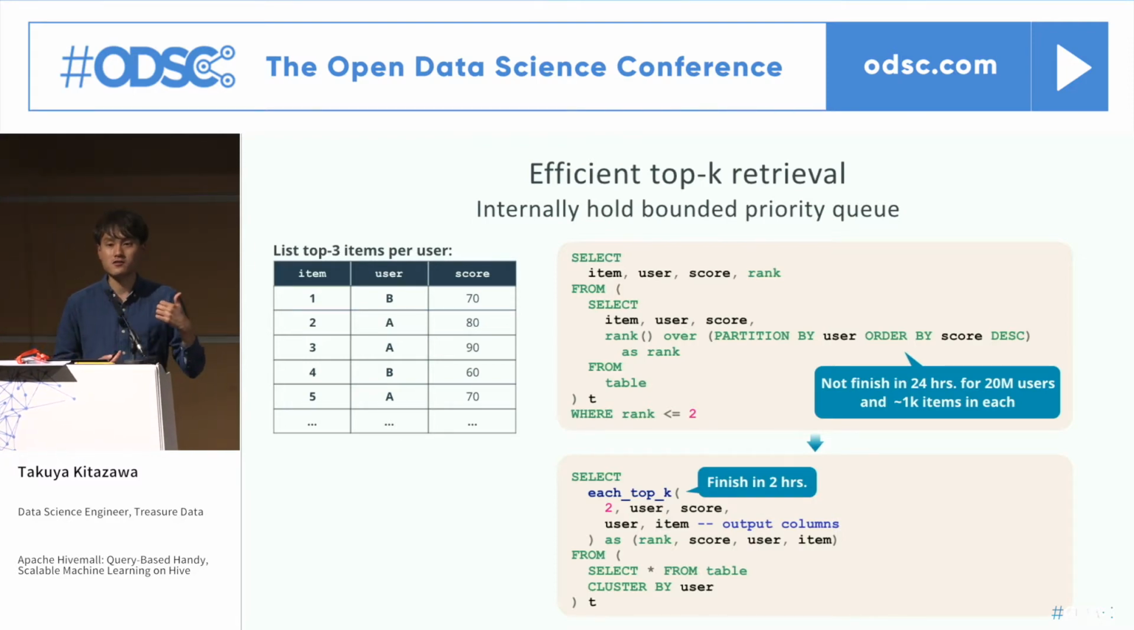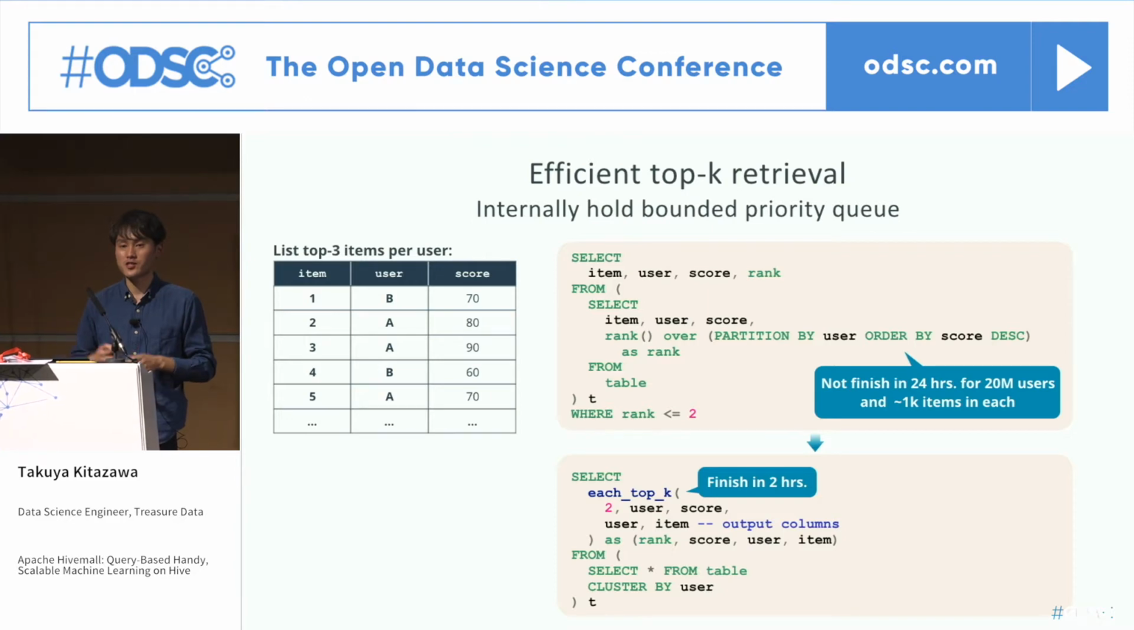But unfortunately, it's not scalable and it's not efficient. It actually takes more than a day for 20 million users and 1K items for each user. For such massive data, the above query takes probably more than a day.